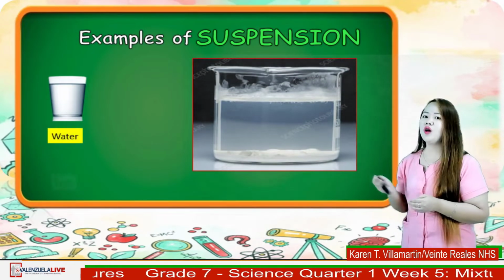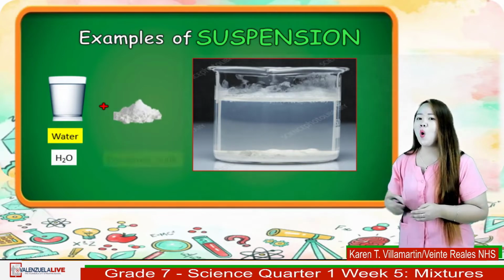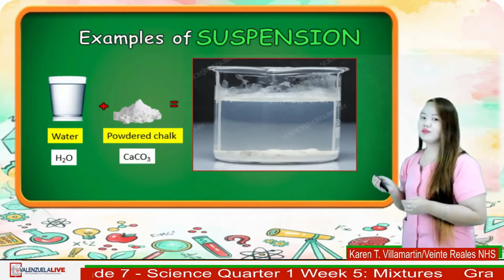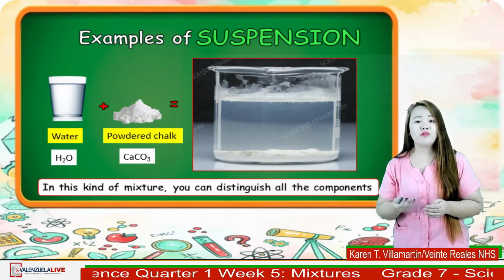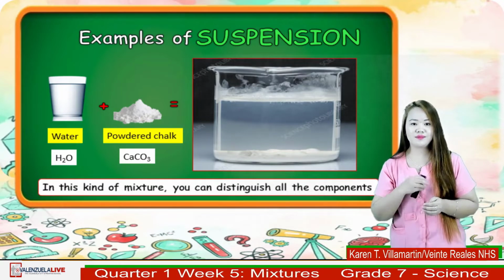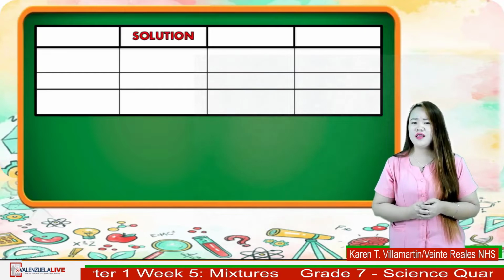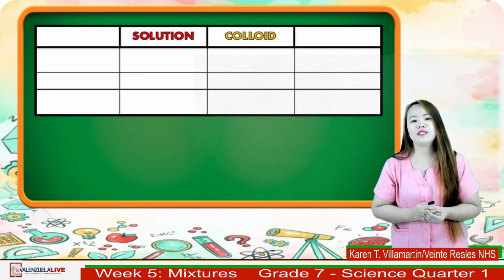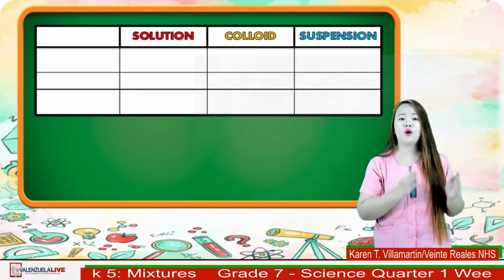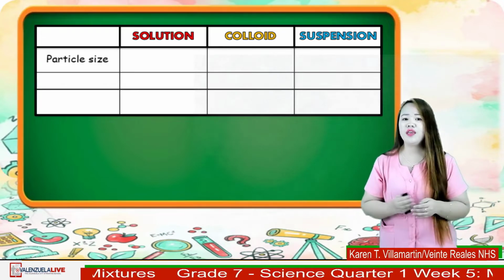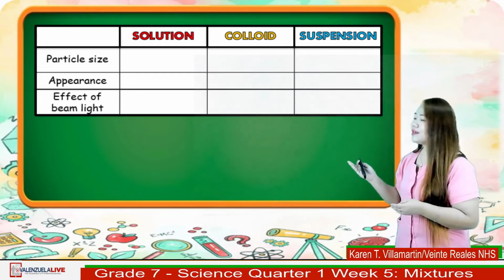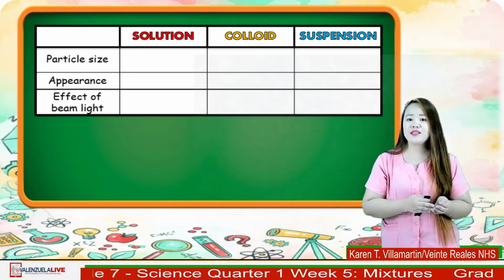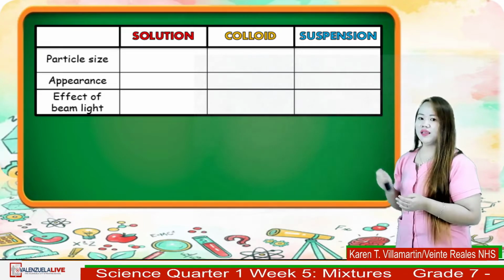Another example of suspension is water and powdered chalk. In this kind of mixture, we can distinguish all the components. And to summarize the difference among solution, colloid, and suspension, here are their properties when it comes to particle size, appearance, and effect of light.